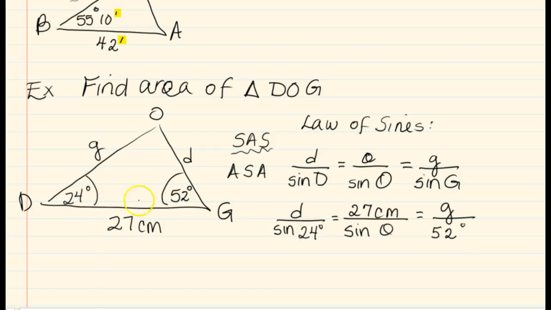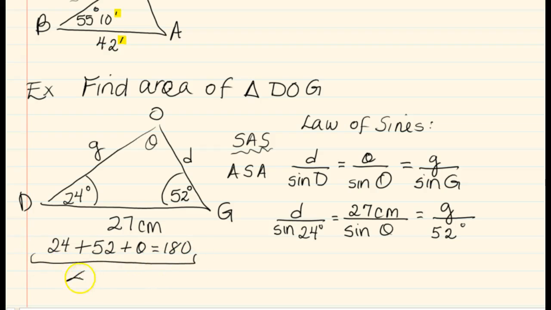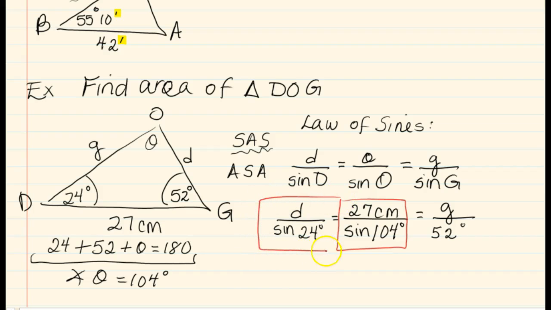Remember what I said, if you know two angles, you actually know the third angle. Remember that 24 plus 52 plus the missing one, we'll call that O, have to equal 180. So from here, we can find that angle O is 104 degrees. So I'm going to change that in my equation as well. So this is 104 degrees. Notice that we do have one of our fractions complete, which means we can use the law of sines. So I'm going to use this part right here so that I can calculate side D.